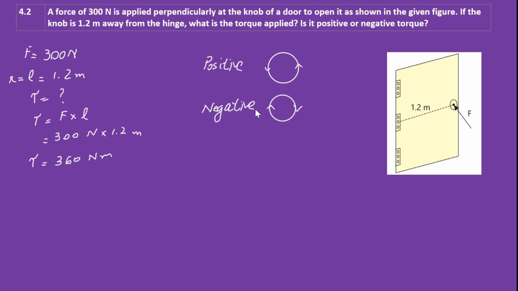If you imagine the direction of the torque which the force will produce when it is applied on the door, it will rotate the door in anti-clockwise direction, so the torque in this case will be positive.